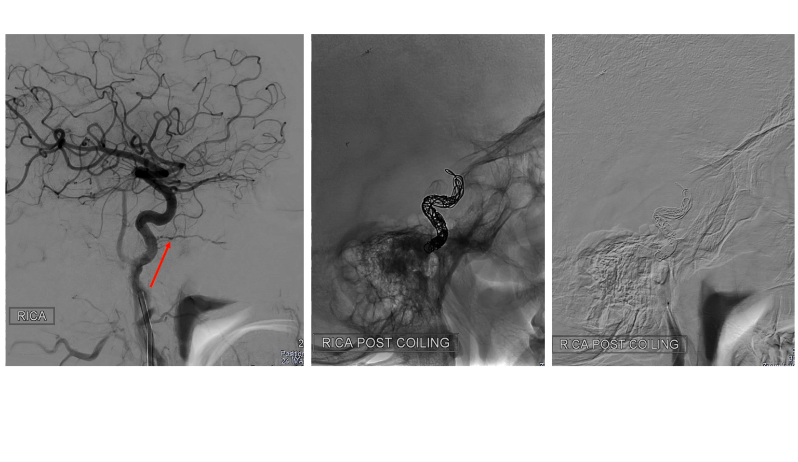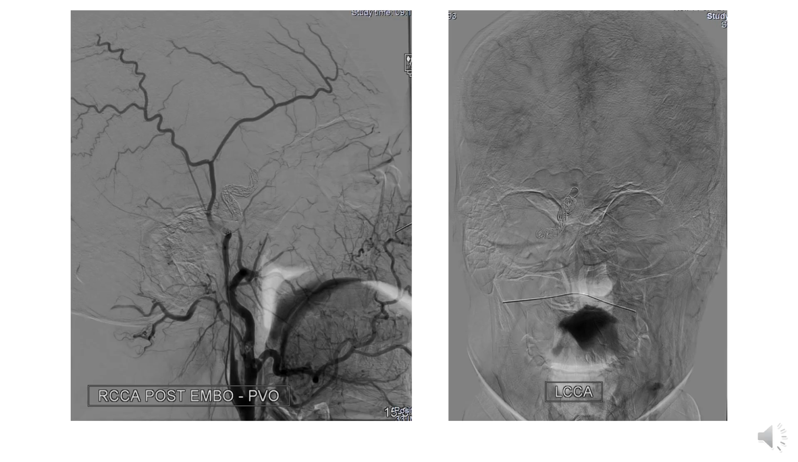This is the post sacrifice. You can see the flame-like lower part of the internal carotid. There is nothing going inside, so it's completely sacrificed. Just the coils are lying till the origin of the ophthalmic artery. These are the final runs.